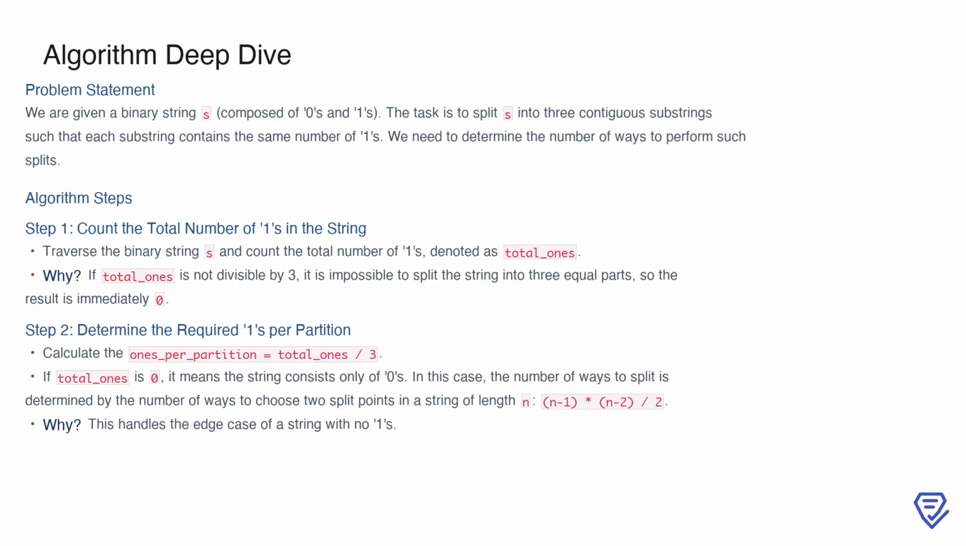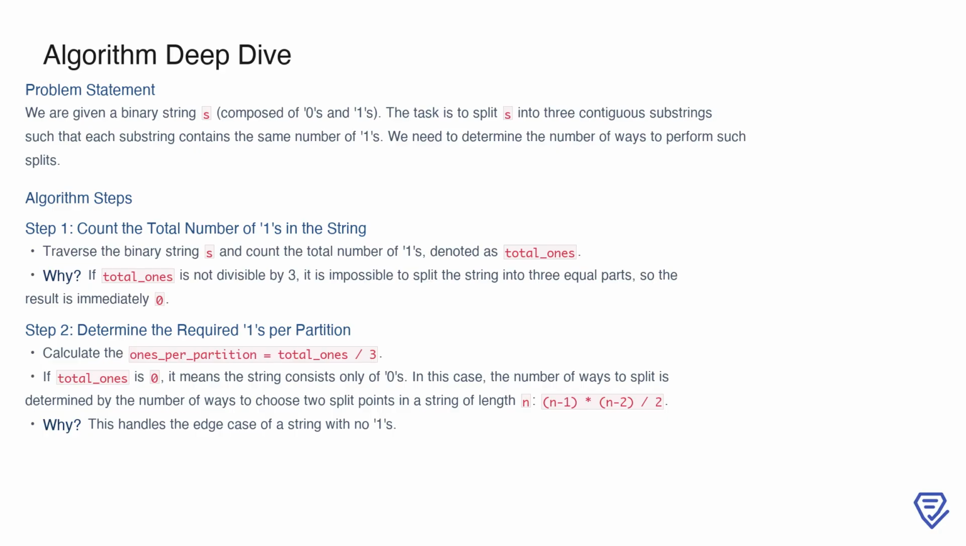problem. In this problem, we are working with a binary string, which is made up of only zeros and ones. The goal is to split the string into 3 contiguous substrings, ensuring that each substring contains the same number of ones. To solve this, we start by counting the total number of ones in the string, which we'll call total_ones. This step is critical because if the total number of ones is not divisible by 3, it's impossible to evenly distribute them across 3 partitions, meaning no valid splits exist, and the result is simply 0.